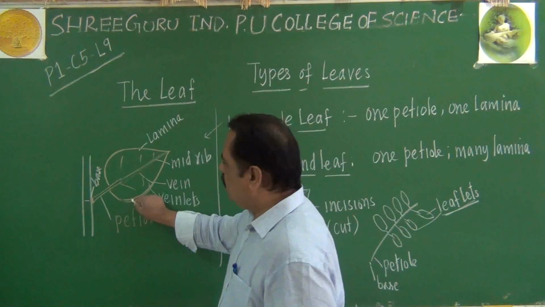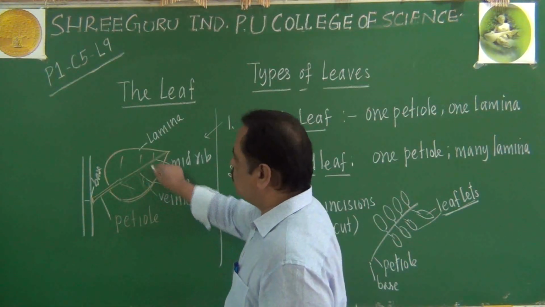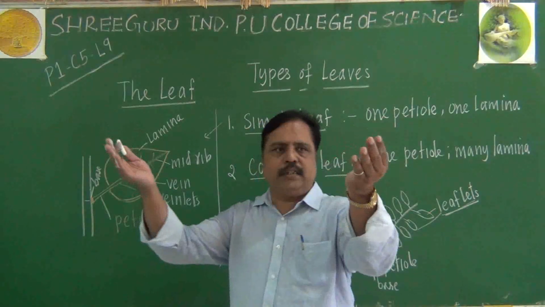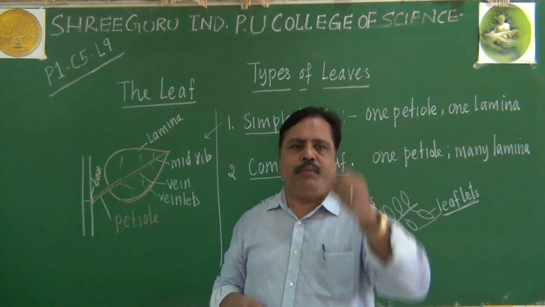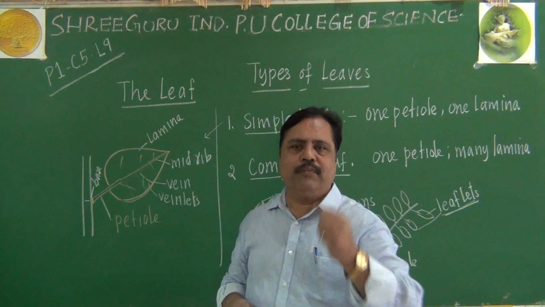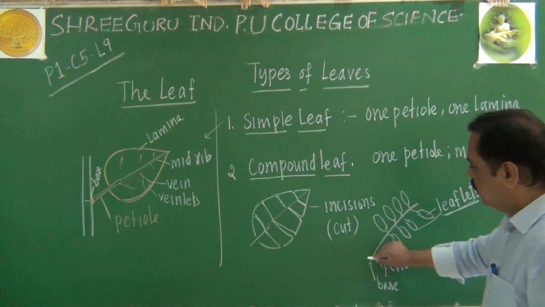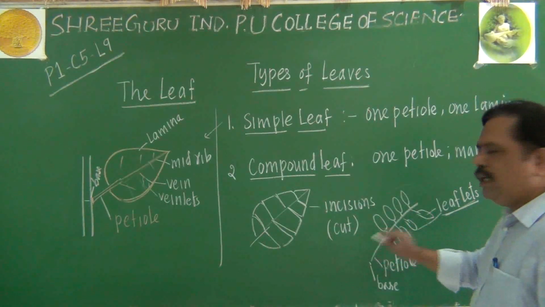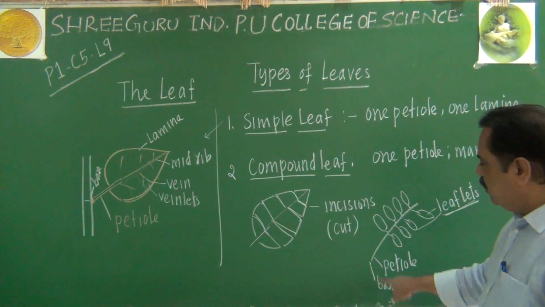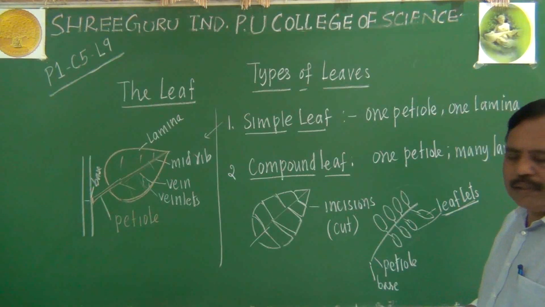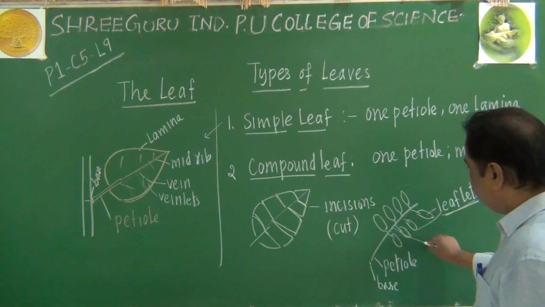A simple leaf may undergo some cuts or incisions. If the incisions are very deep, we will get many small leaflets over that surface. Please remember, this complete thing is one leaf. It has a base, petiole and leaflets. Now what about this one? How will you call it?